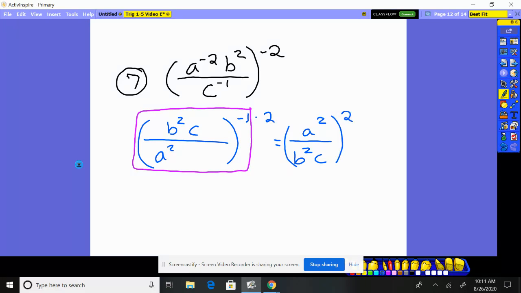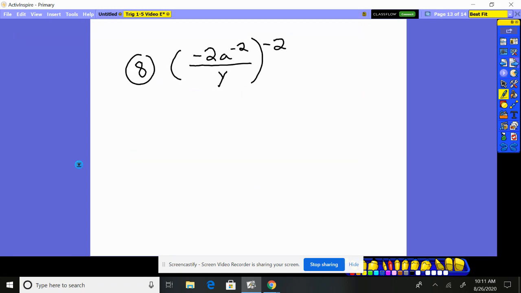And now, since I've taken care of that -1, I've done that by flipping it, I can now just simply square it. So I have this, which is an a squared b squared c times another a squared b squared c. Well, we can write it out if we want. Here I'm not going to. A to the fourth. B to the fourth. C times c, c squared.